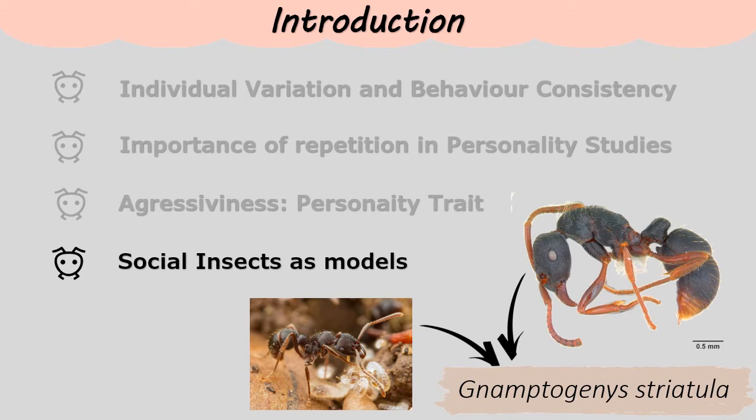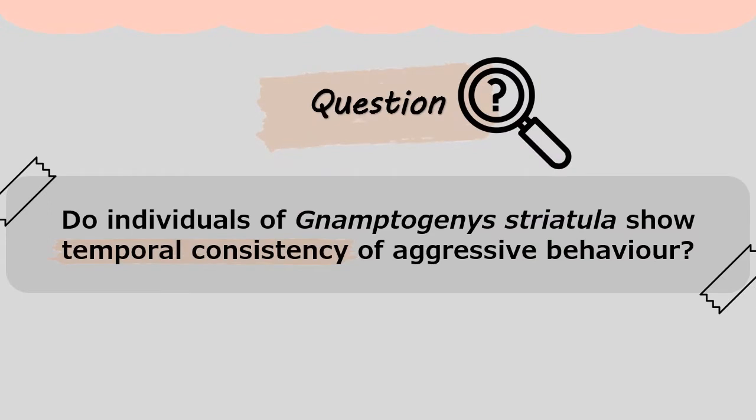Social insects are also an interesting model when working with personality for singular traits such as genetic similarity or colonial level personality. In this study, we work with an ectatominae ant called Gnamptogenys striatula, ants that occur throughout South and Central America that, like most species of this genus, are generalist predators. Considering all these factors, our study aimed to answer the question: do individuals of Gnamptogenys striatula show temporal consistency of aggressive behavior?